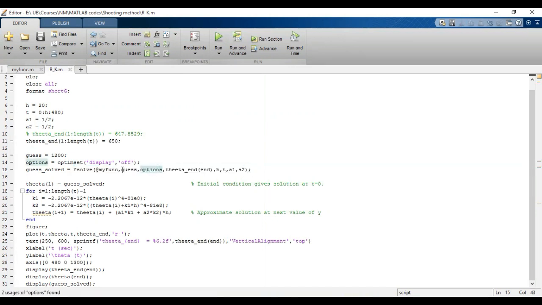Okay, so now this function will be called in this MATLAB command, and this MATLAB command will give the initial guess which actually satisfies the boundary condition, and that initial guess will be stored in this variable, guess solved. So this guess solved will be considered as the initial condition. Now I will solve the same differential equation to plot my result.